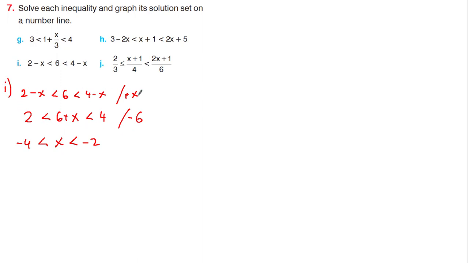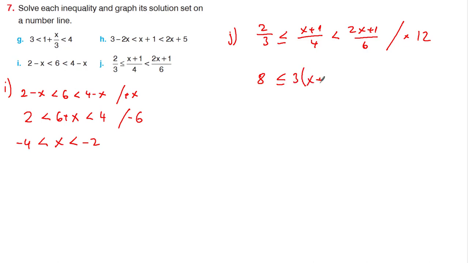This was under I. And under J, we have 2 over 3 is less than or equal to x plus 1 over 4, which is less than or equal to 2x plus 1 over 6. If we multiply all sides by 12, we will get 12 over 3, which is 4, times 2, 8, less than or equal to 3x plus 3, less than or equal to 4x plus 1.